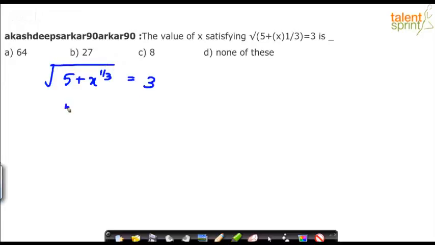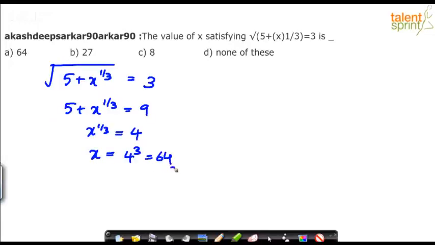What do you do? Square on both the sides. So we'll get 5 plus x power 1 by 3 equals 9. x power 1 by 3 will be 9 minus 5, 4. Cube it on both the sides. 4 cube, which is 64. Why are you posting such questions?